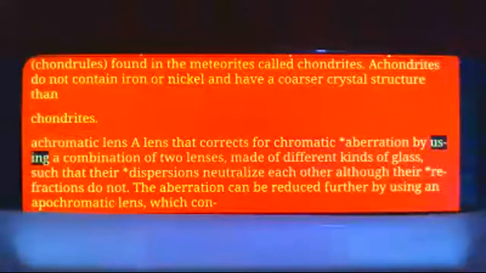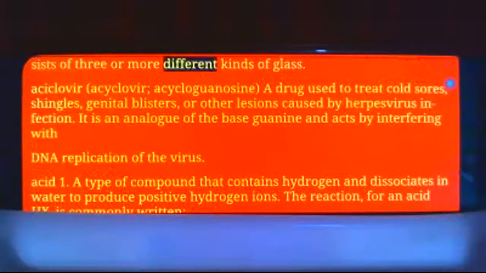Achromatic lens, a lens that corrects for chromatic aberration by using a combination of two lens elements made of different kinds of glass such that their dispersions neutralize each other, although their refractions do not. The aberration can be reduced further by using an apochromatic lens, which consists of three or more different kinds of glass.